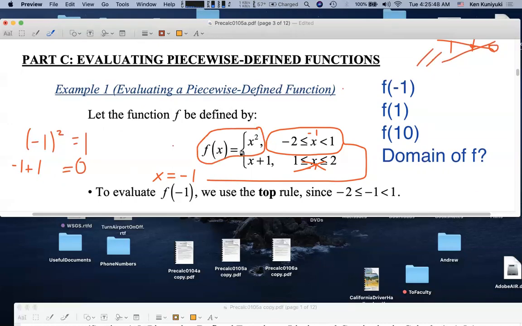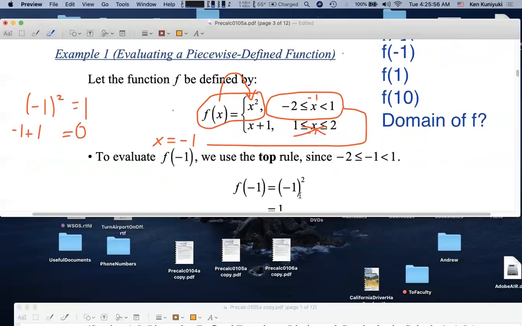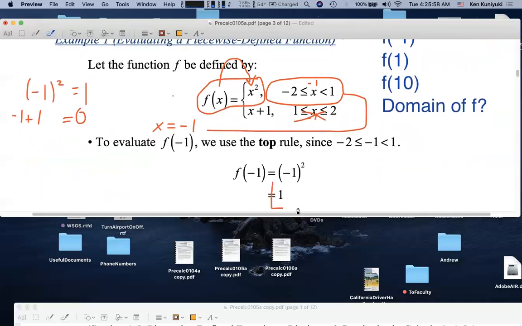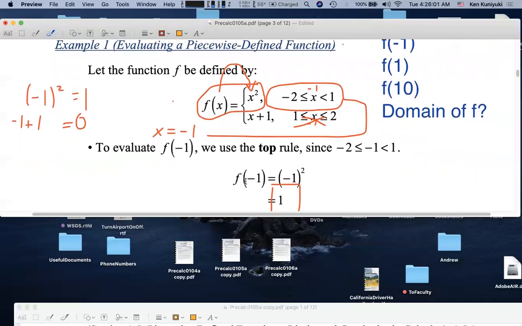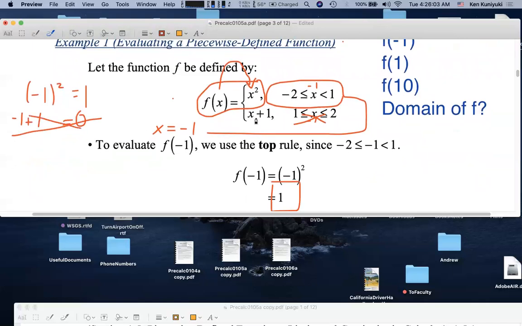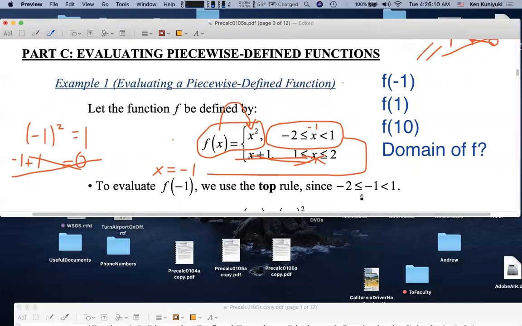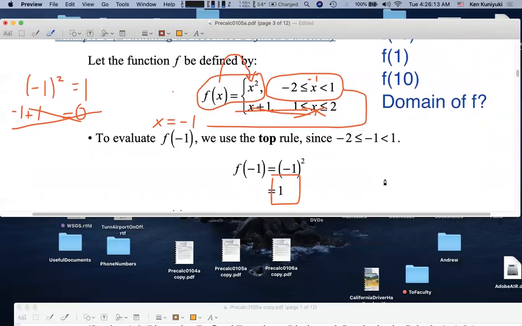F of x or y equals x squared. What do we do with the input? We square it. The square of -1 is +1. The final answer is 1, not 0. The bottom rule has absolutely nothing to do with x equals -1. 0 has nothing to do with the answer. Again, if you put 1 and 0, you may well get no credit. You don't know what a function is. So f of -1 is 1, which means that the point -1, 1 lies on the graph. If x is -1, then y is +1.